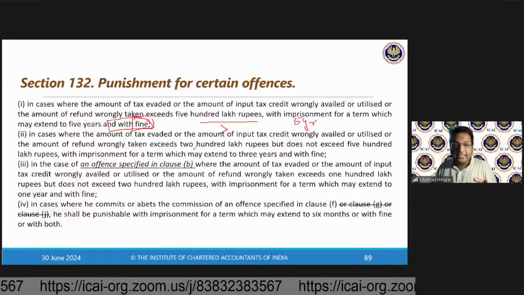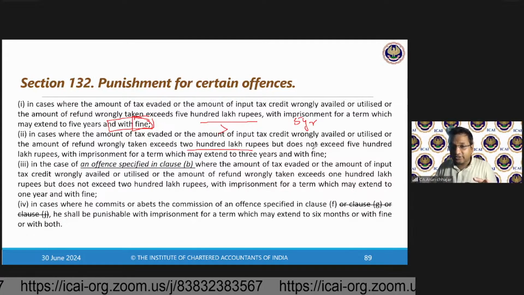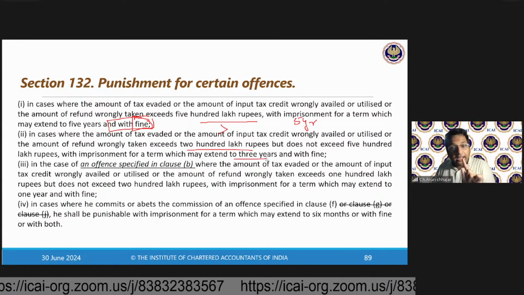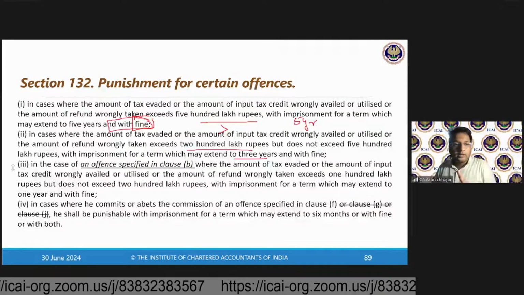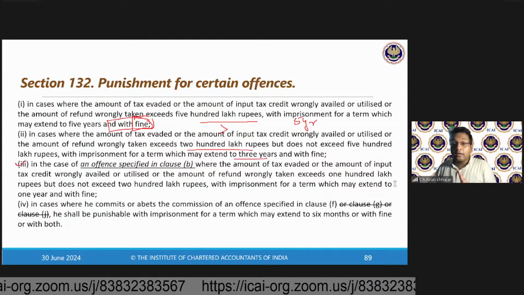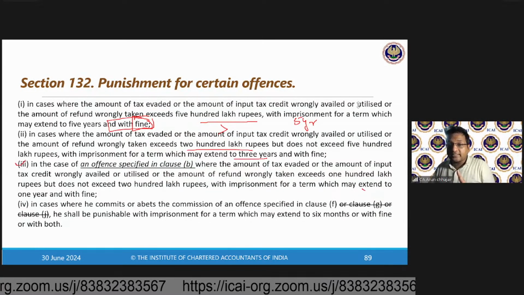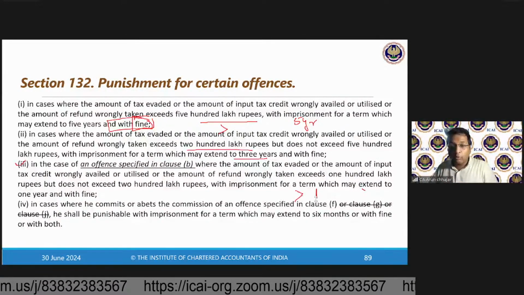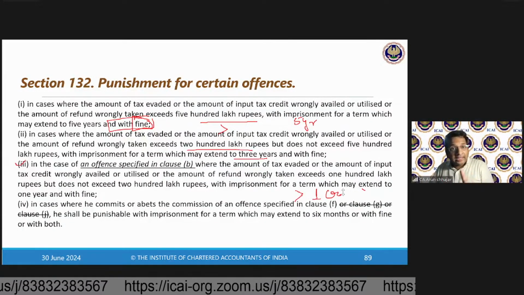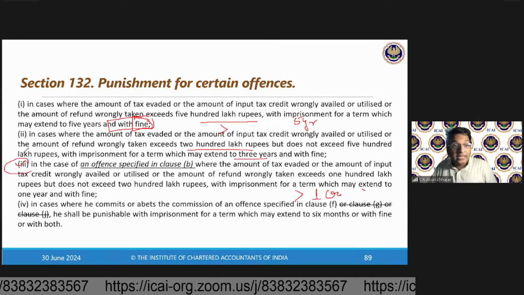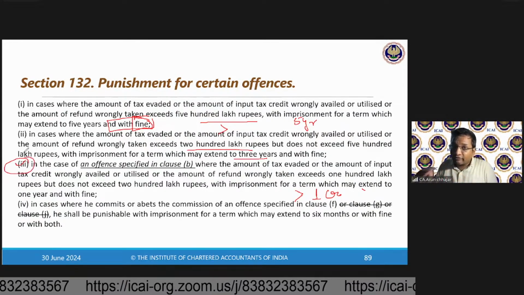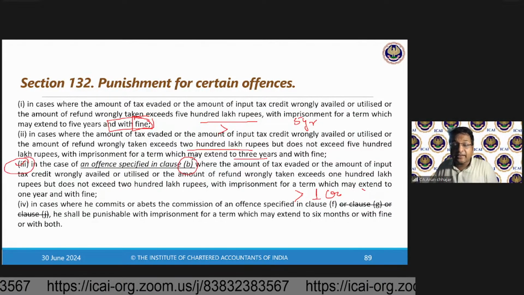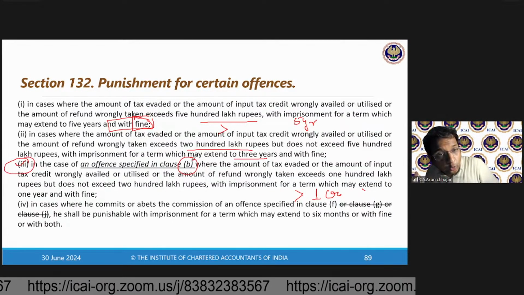Similarly, if the amount is exceeding 2 crore, then the imprisonment would be 3 years and fine. Then third is, they are saying the amount of the offenses, tax or ITC or refund, is more than 1 crore. Earlier, this clause was applicable in all offenses. Point to be noted: now that clause is being restricted to the clause B only.